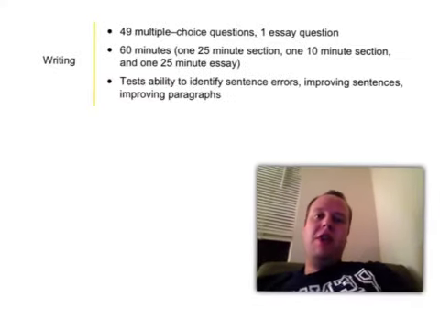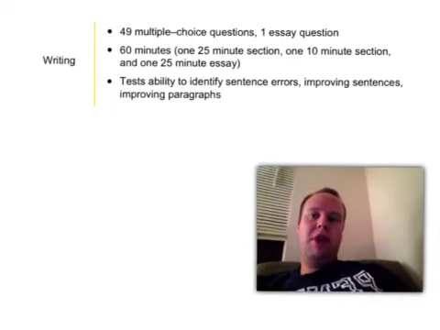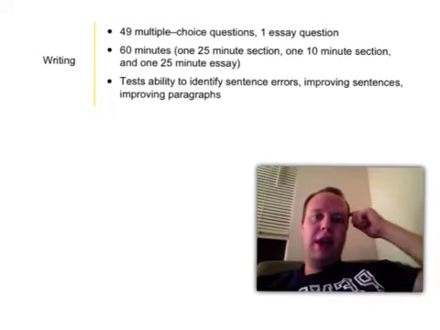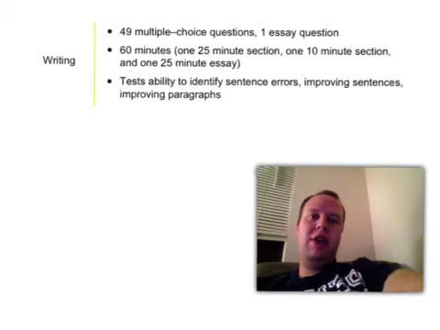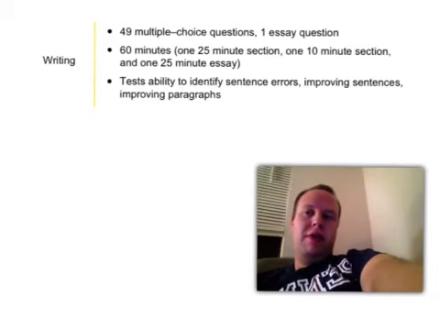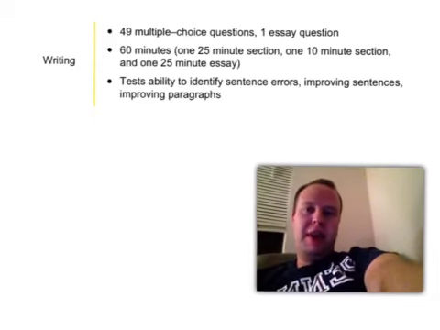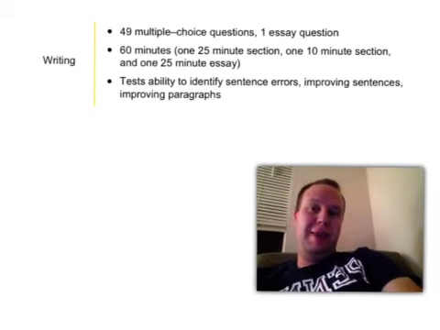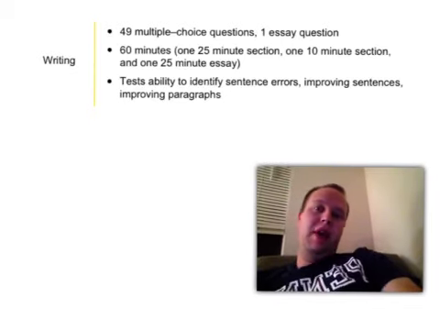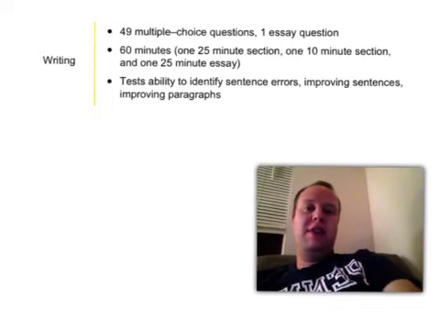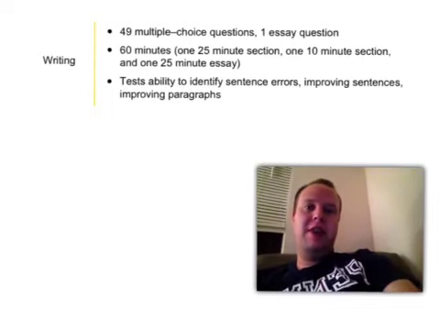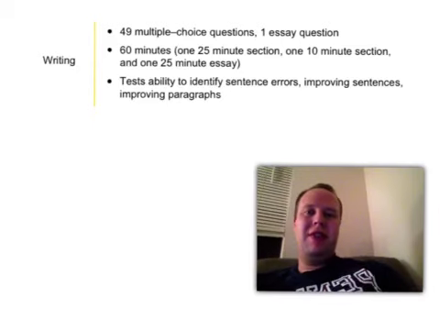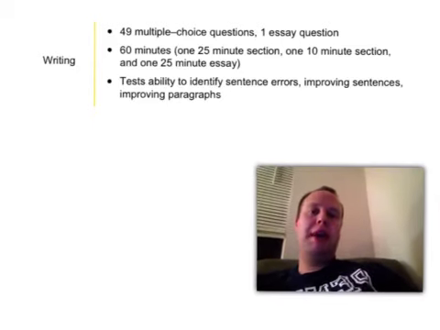The third section of the SAT is the writing section. You'll have 49 multiple choice questions and 1 essay question. The essay question is always first. You'll have 60 minutes, 25 minutes for your essay, then 1 25-minute section and 1 10-minute section. It's a quick one. You'll have tests on sentence errors, improving the sentences, making the words make more sense, subject-verb agreements, and so on, and improving whole paragraphs looking at the main idea of these.